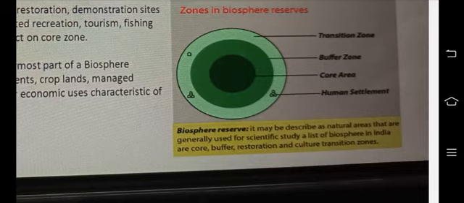It may be described as natural areas that are generally used for scientific study. The biosphere reserves in India have core, buffer, restoration, and cultural transition zones.